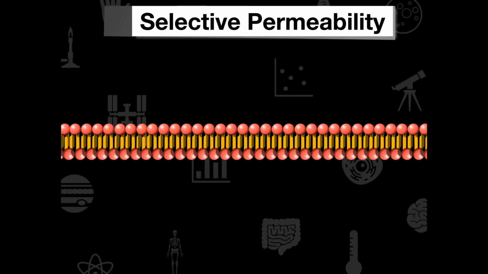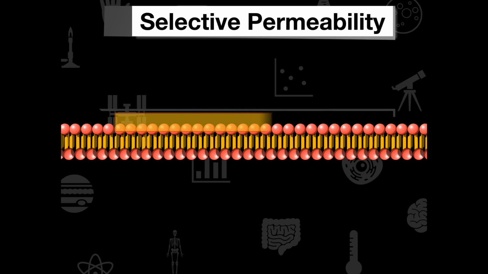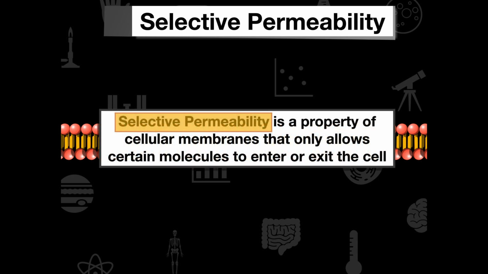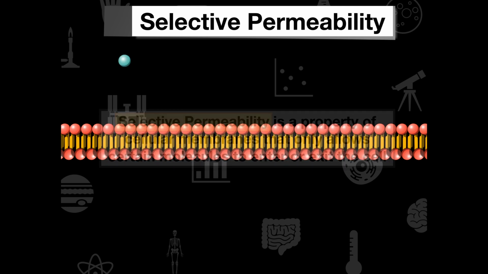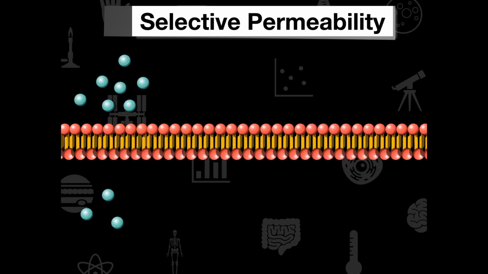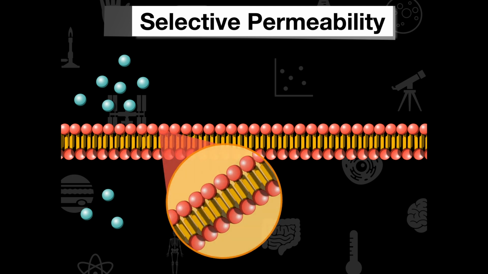So now that we understand the concept of diffusion, let's understand what selective permeability is. Selective permeability is a property in which cellular membranes only allow certain molecules to enter or exit. If you're selective about the type of food that you eat, you're going to be picky about it. Same thing for the membrane. They want to control what goes in and out of the cell.